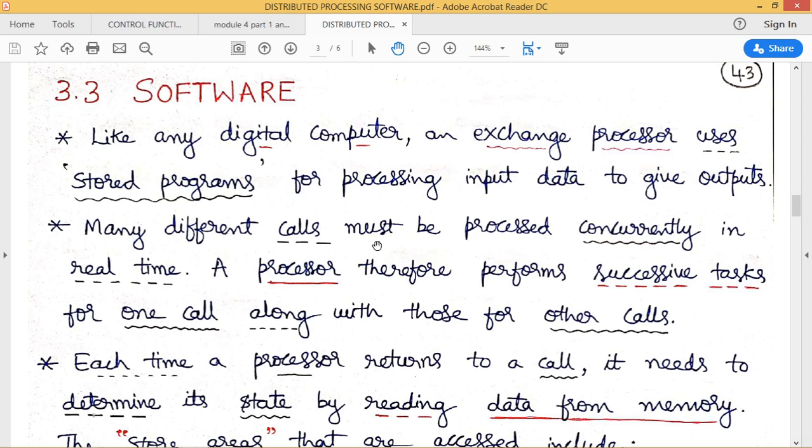So many different calls must be processed concurrently in real time. We know many calls are arriving for an SPC exchange at the same time, and the processor therefore performs successive tasks for one call along with those for other calls. So a processor is involved in performing many different tasks for a particular call as well as for all other calls also. So different calls must be processed by the single processor at the same time. So it is very important to decide how the processor should operate.